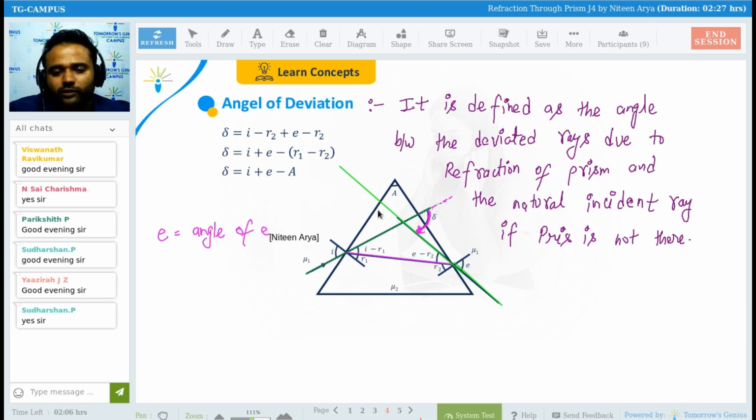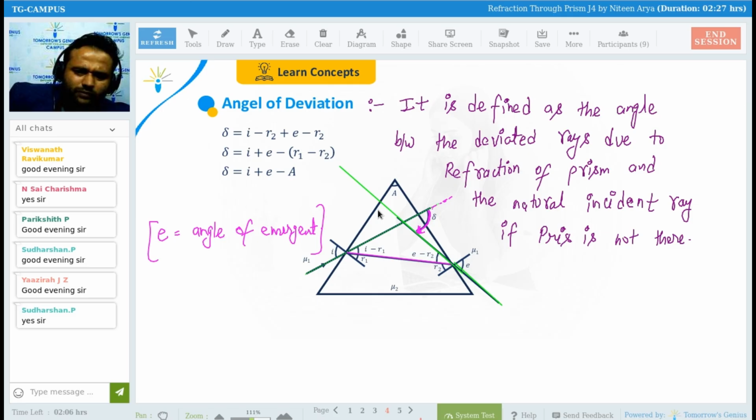I don't think I need to give you the definition of that also. Or should I? Tell me, what is angle of emergence? Tell me, beta, do you need the definition? Wait for a while, someone is calling me right now. Wait, beta.